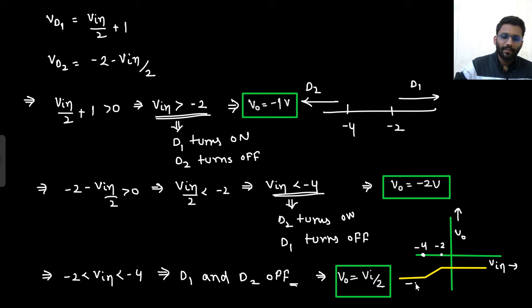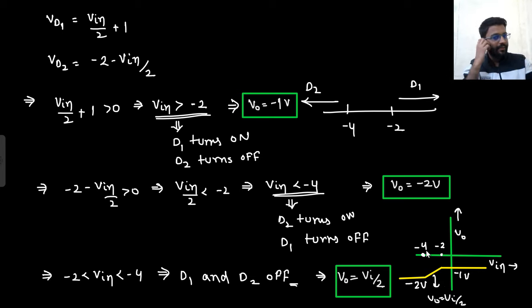This will be minus 2. This is V0 is equal to Vin by 2. And this is minus 1, right? So what do you think, where is the output getting clipped? For Vin less than minus 4 and for Vin greater than minus 2.